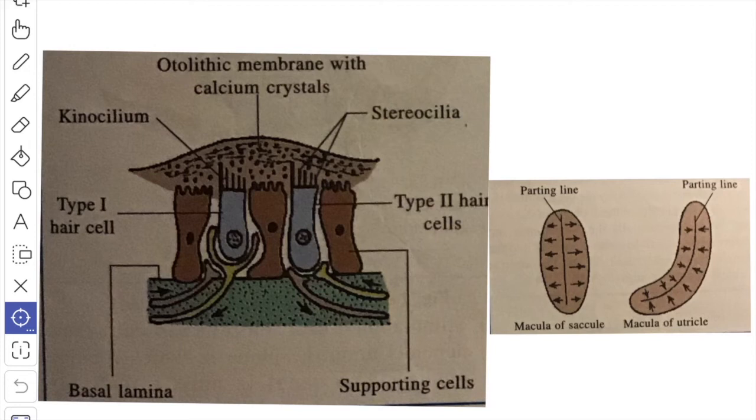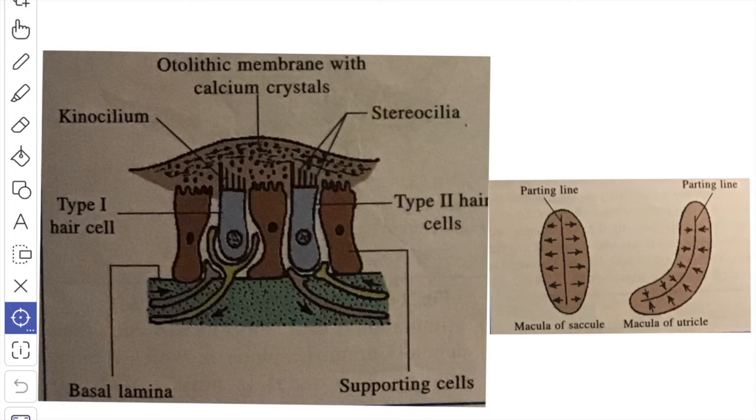At the macula, the inner layer presents the hair cells and supporting cells, and it is covered by a plaque of gelatinous mass that is known as the otolithic membrane, which is impregnated with calcium crystals, the calcite. The stereocilia and the kinocilium project into the otolithic membrane.